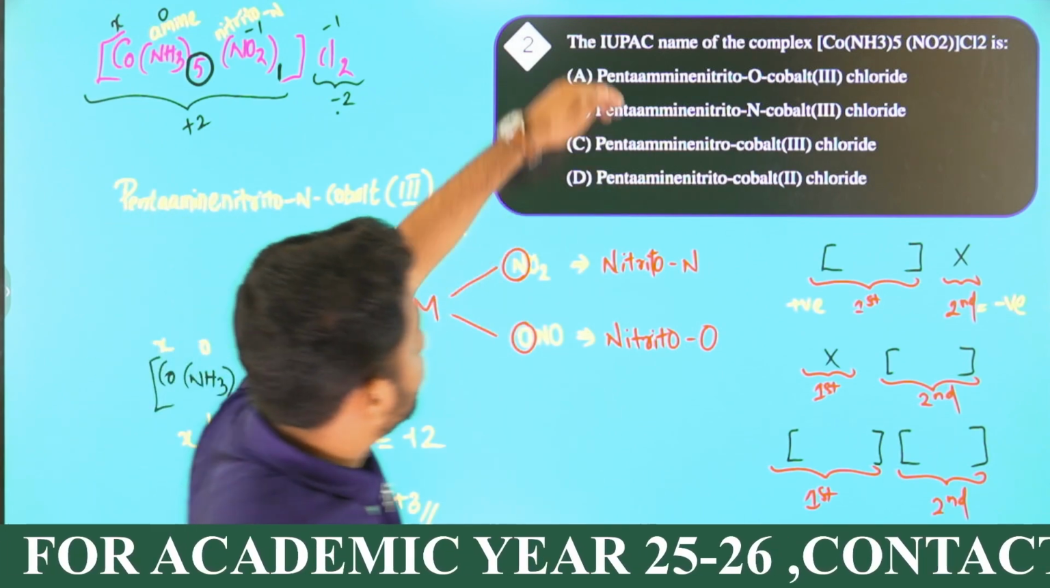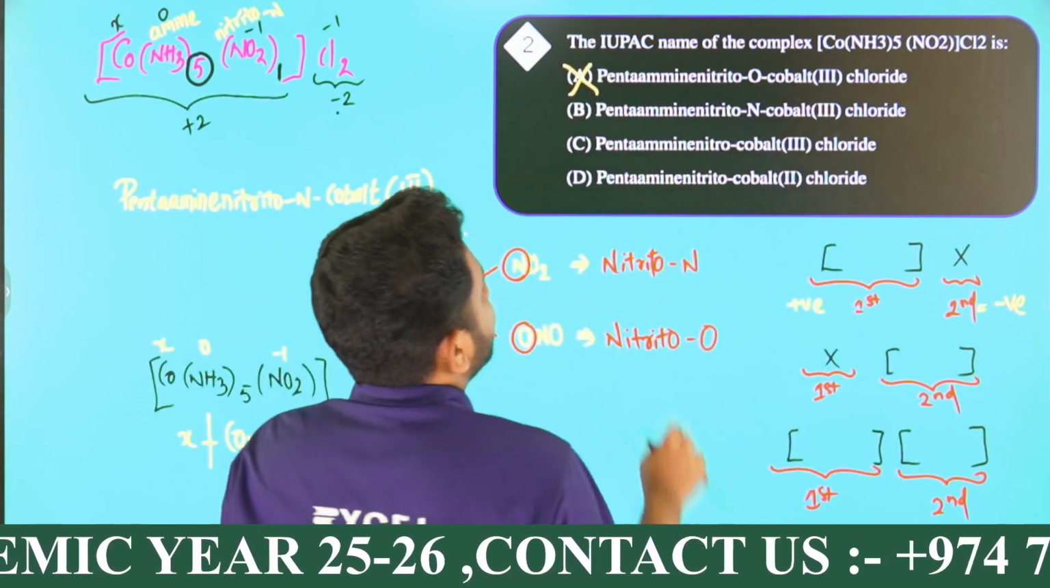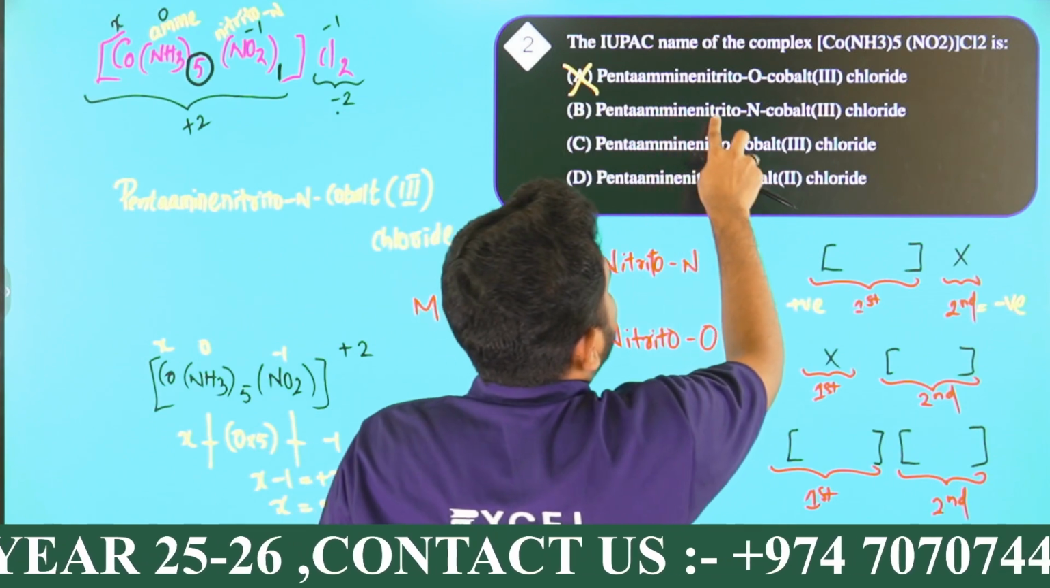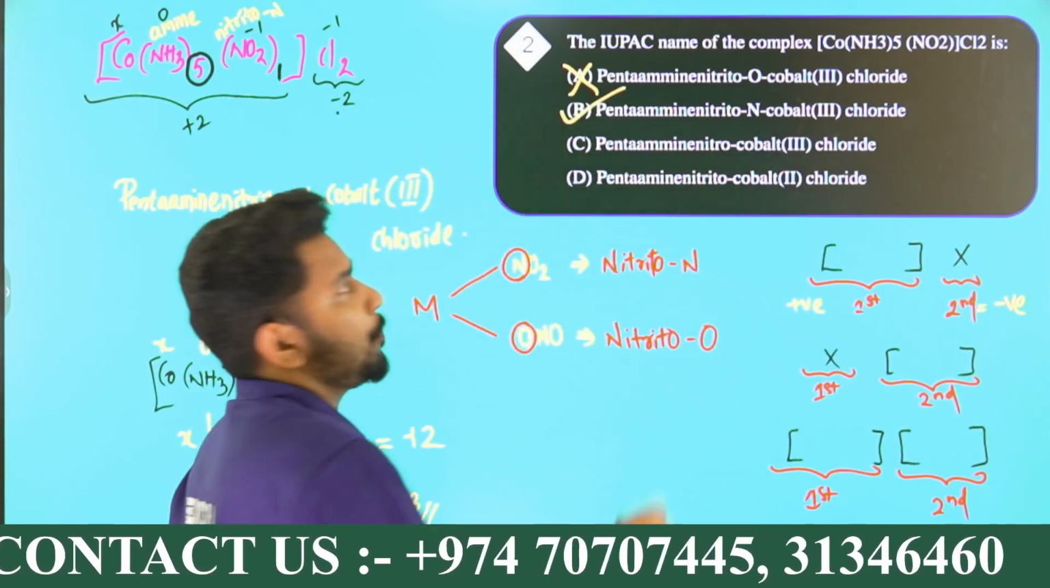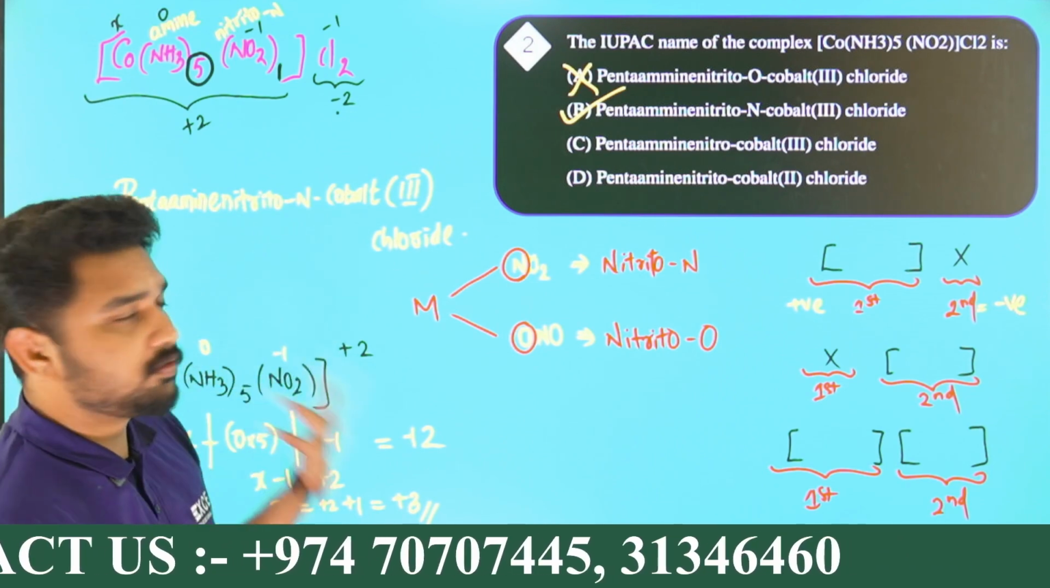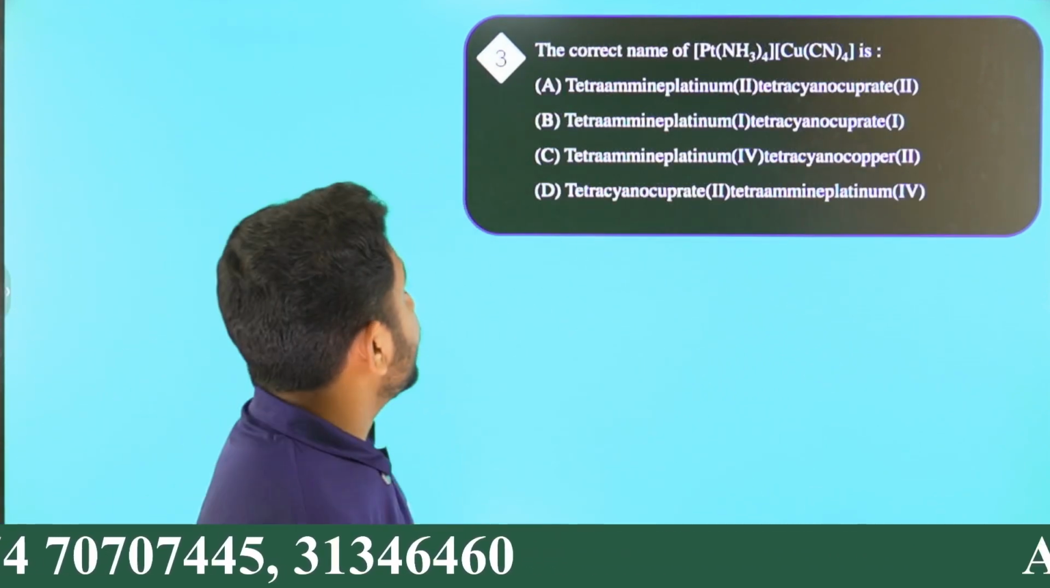In the first option it's nitrito-O, so this is the wrong answer. The second one, pentaamminenitrito-N cobalt(III) chloride, yes, this is the correct answer. Option B is the correct answer. We got it. That's it. So that's the second question. I'm moving on to the third question.